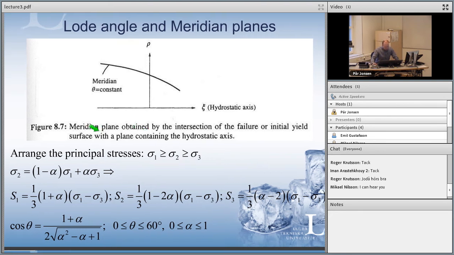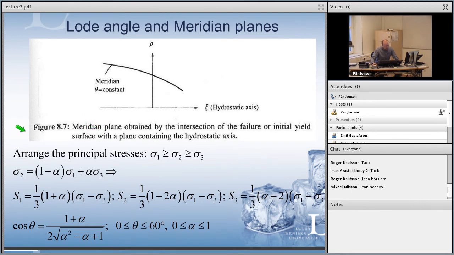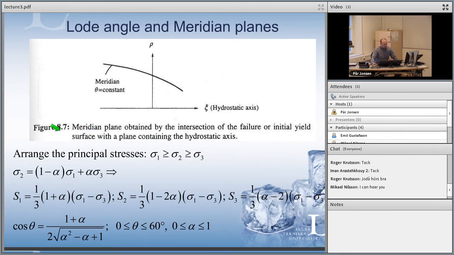In this case, alpha. Then you can write, if you have this connection, because this is the stress tensor, how you connect the different parts, and this is the deviatoric principal stresses. Then you have S1, S2, and S3. With this alpha, if you know this alpha, you can always find your deviatoric stress. And you can find your cos theta with this relation.